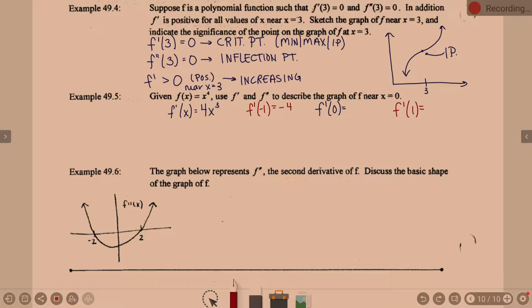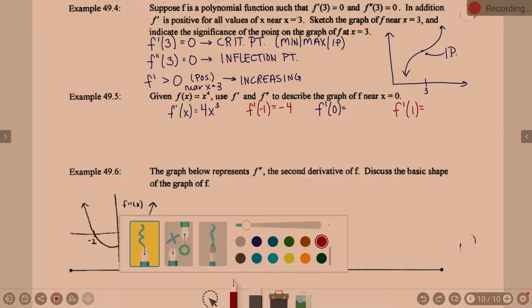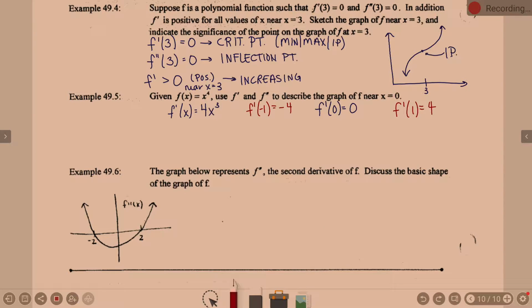-4. When we put 0 into the derivative, what do you get? 0. When you put 1 into the derivative, what do we get? My brain had a moment. I forgot about the 4. Okay, so this derivative is -4, which means it is negative. What does a negative derivative tell me? Decreasing, yes? It's less than 0, it's negative.